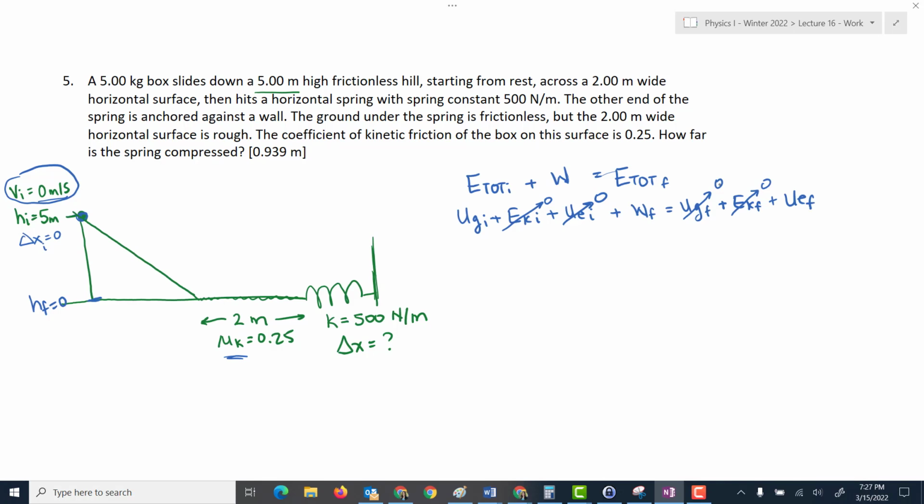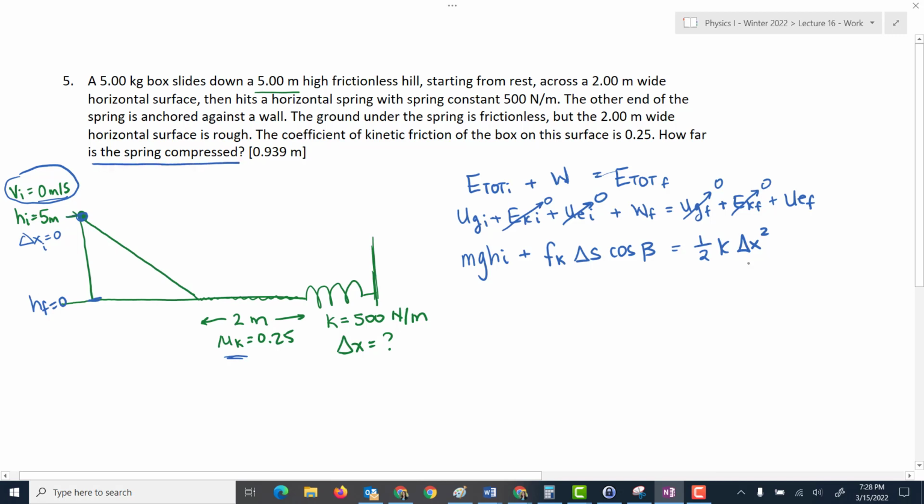Okay, so now we can start to put in our formulas. So UG initial is mgh initial. Work done by friction is the force of friction, so kinetic friction, times the displacement, times cos of the angle between the force of friction and the displacement, is equal to the elastic potential final, which is 1/2 k delta x squared. All right, so we're solving for how far this spring is compressed. We're solving for this delta x.